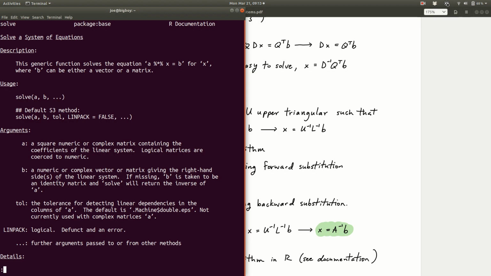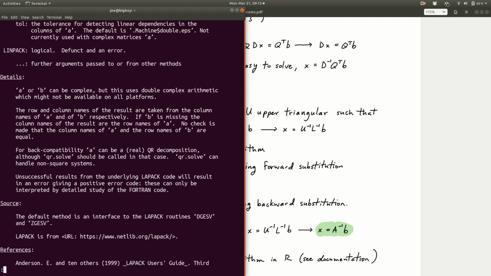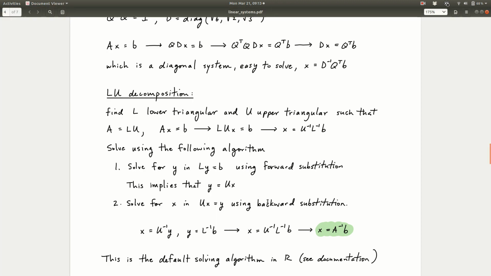By the way, the other one here, there's DGESV, which we just looked at. And there's also ZGESV, which is just the same algorithm, but for complex matrices. All right, so let's get out of here and let's get back to the notes. Yes, this is the default solving algorithm in R.